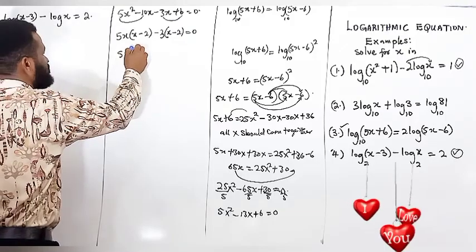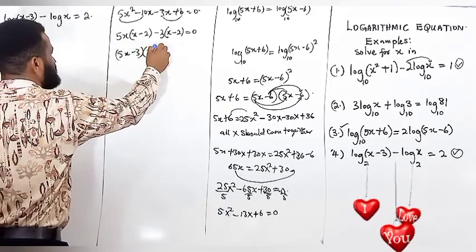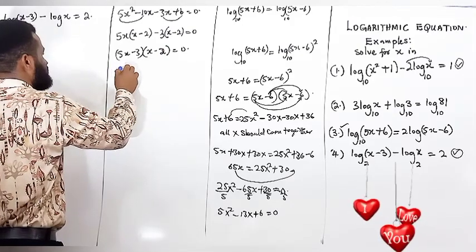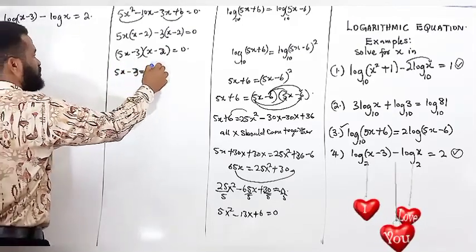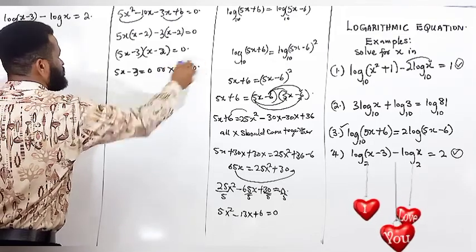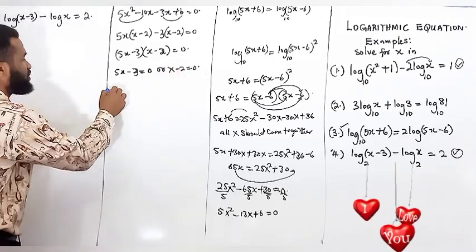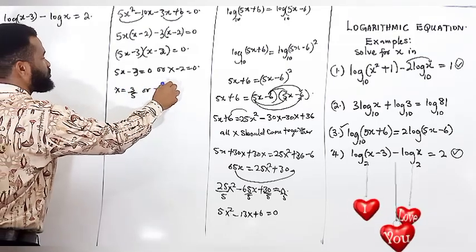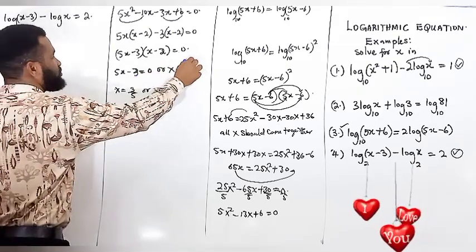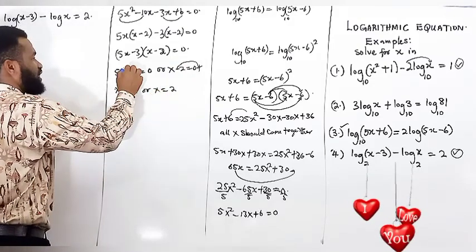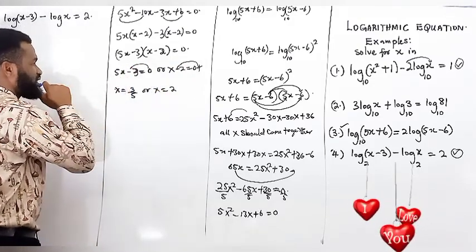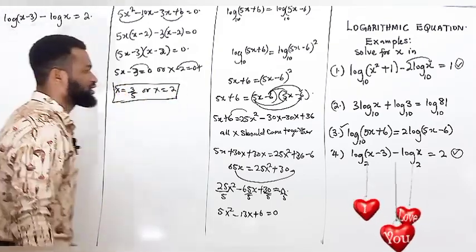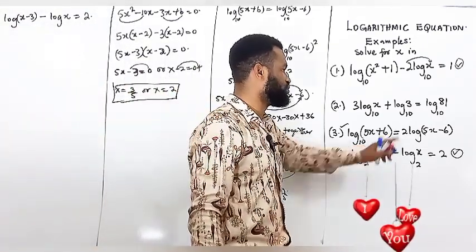Therefore, 5x minus 3 and then x minus 2 equal to 0. Therefore, 5x minus 3 equal to 0, or x minus 2 is equal to 0. So x is going to be 3 over 5 or x is going to be 2. Why? I have to carry this 2 here, it becomes plus. Or you carry 3 here, it becomes plus, divide both sides by 5, and you have 3 over 5. So these are the values that will make this expression true.